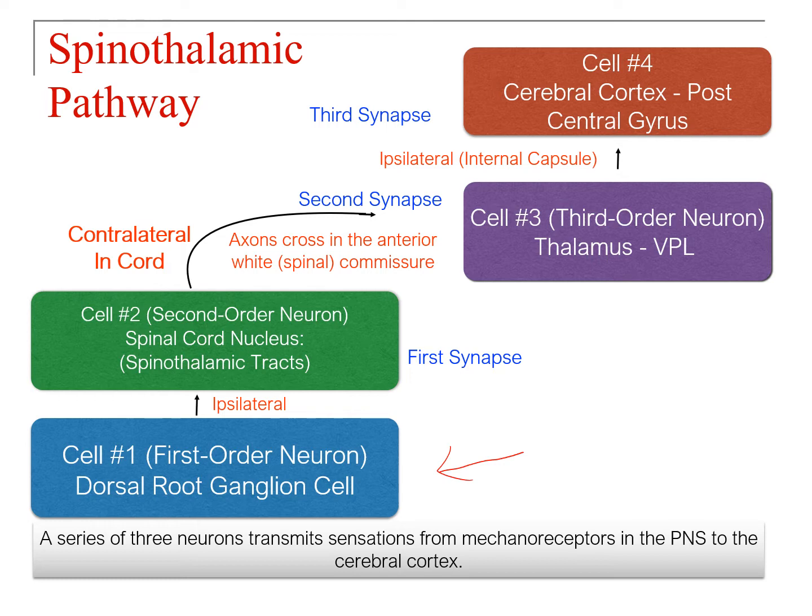When it does so, it's going to synapse immediately. Unlike what we saw with the dorsal, where it goes all the way to the brainstem, that doesn't happen in this case. In the spinothalamic, it's going to synapse onto cell number 2 in the spinal cord, in the gray matter. We call it the spinal cord nucleus, that central region of the spinal cord. It's going to synapse there, and that cell is going to send its axons across the spinal cord, across a structure called the white commissure, which is in the anterior portion of the spinal cord. And that's going to then ascend all the way to the thalamus on the opposite side of the body, again in the VPL. And then cell number 3 in the thalamus is going to ascend all the way to the cortex for processing again in that postcentral gyrus.